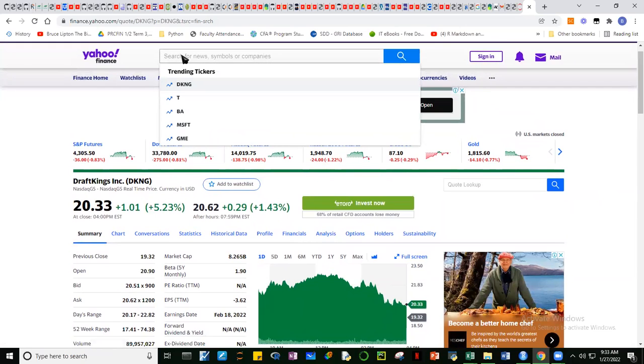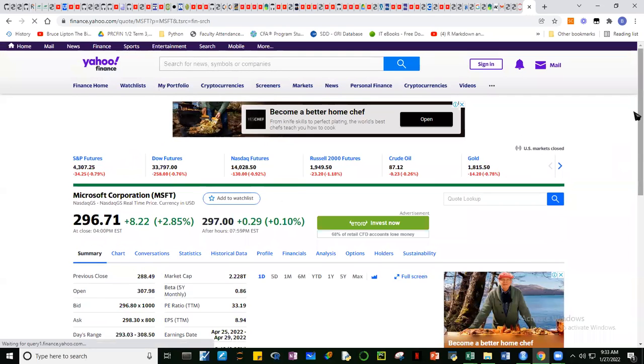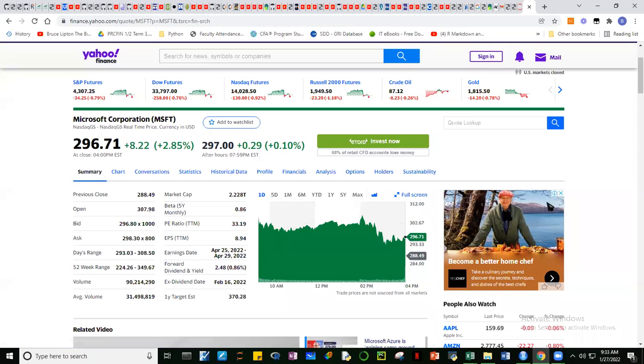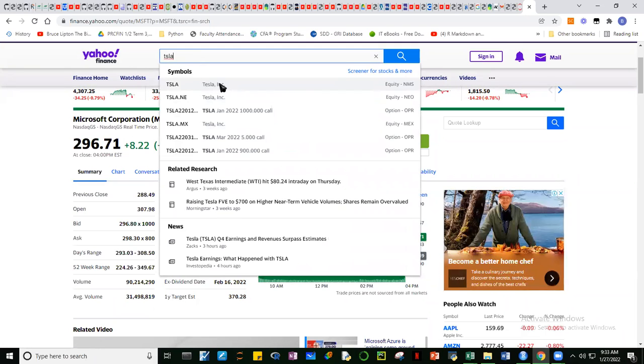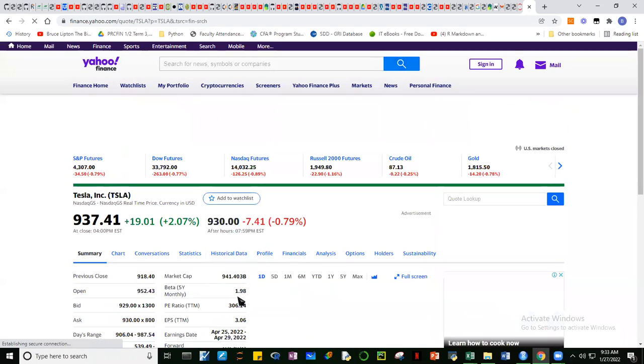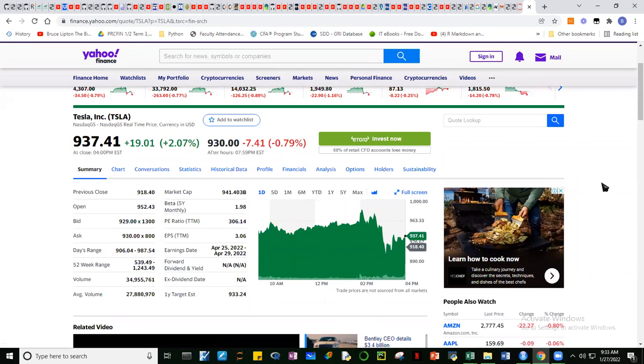Sorry, DKNG pala to. MSFT. Okay. Si Microsoft, guys, ang beta niya is 0.86. So it's less risky than the market. It's less volatile than the market. So si Apple is riskier than Microsoft in terms of beta. Okay? If we go to Tesla, TSLA, let's see, 1.98. So halos doble, no? Doble yung galaw nito. If the market increases by 10%, Tesla stock will increase by almost 20% kasi almost twice yan. Okay, so stocks are characterized by their riskiness through beta.